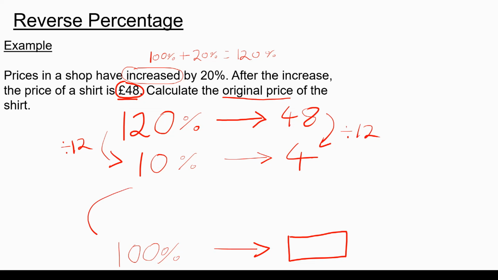So to get to 100%, I need to multiply both sides by 10, which will give me that 100% is 40. And that's in terms of money. So we can say the original price of the shirt was £40.